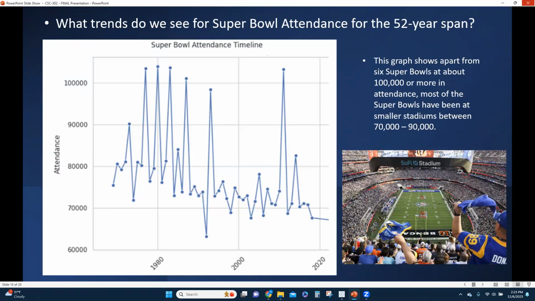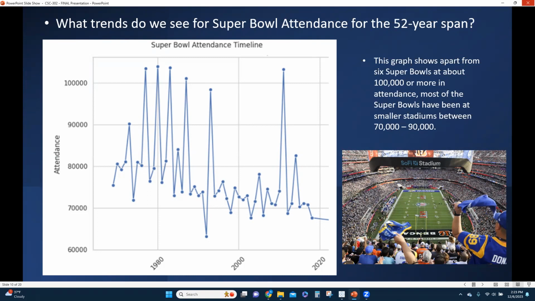Let's take a look at what trends we see for the Super Bowl attendance for the 52-year span. Now, this graph shows that, apart from 6 Super Bowls at about 100,000 or more in attendance, most of the Super Bowls have been at smaller stadiums, between 70,000 and 90,000. And looking at this data, you can see all those big marks that go all the way up past 100,000. I can imagine those are most likely the New Orleans Superdome.